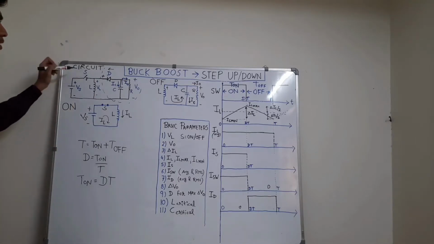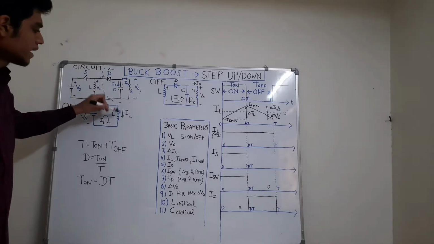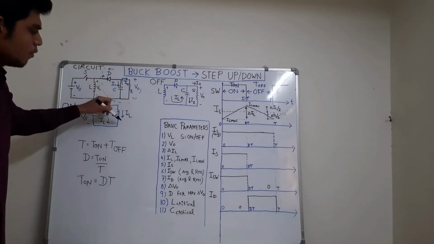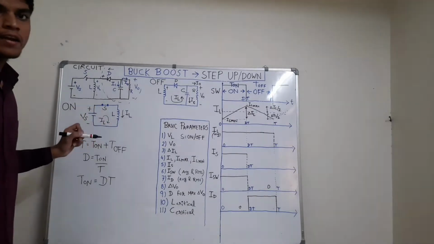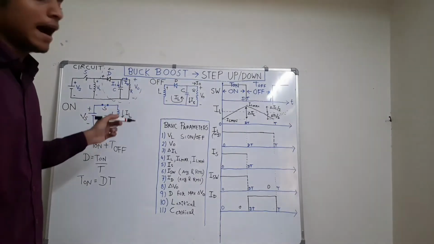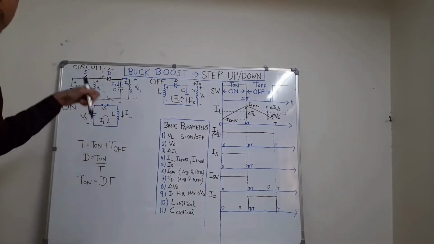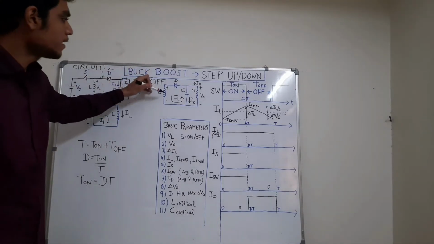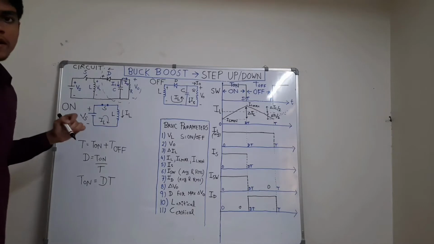Now when this switch becomes off, the inductor has gathered current in up to down direction as shown. So this inductor will now want a path to allow the flow of the current which is already flowing through it. When the switch gets off, the source gets disconnected.